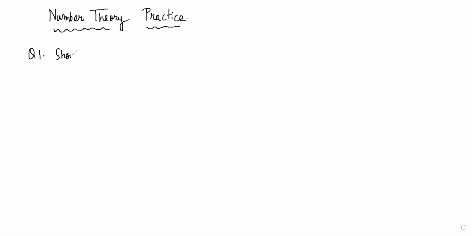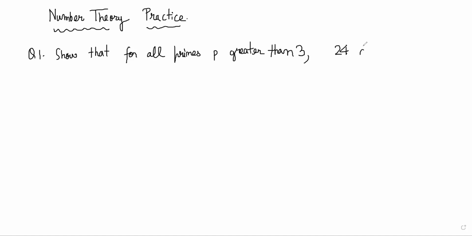Show that for all primes p greater than 3, 24 divides p square minus 1. So pretty simple question. We have to prove that 24 divides p square minus 1.